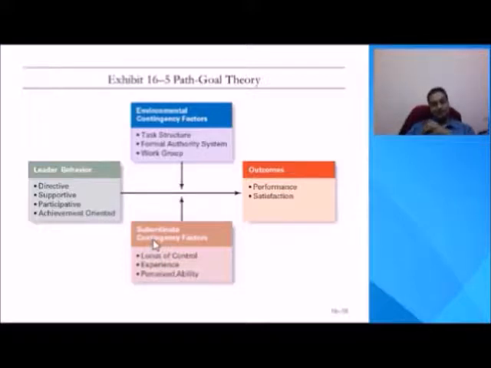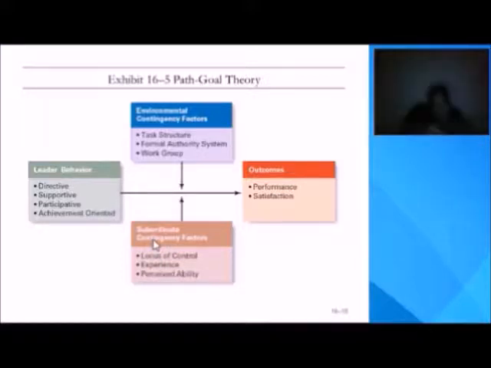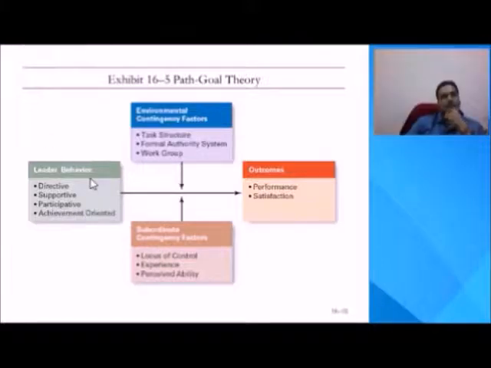So here again, the path goal theory suggests that directive leadership ensures greater satisfaction when the situation is very ambiguous. That is, no one is very sure about where the situation is heading. So then the leader should tell the subordinates or the followers what to do.